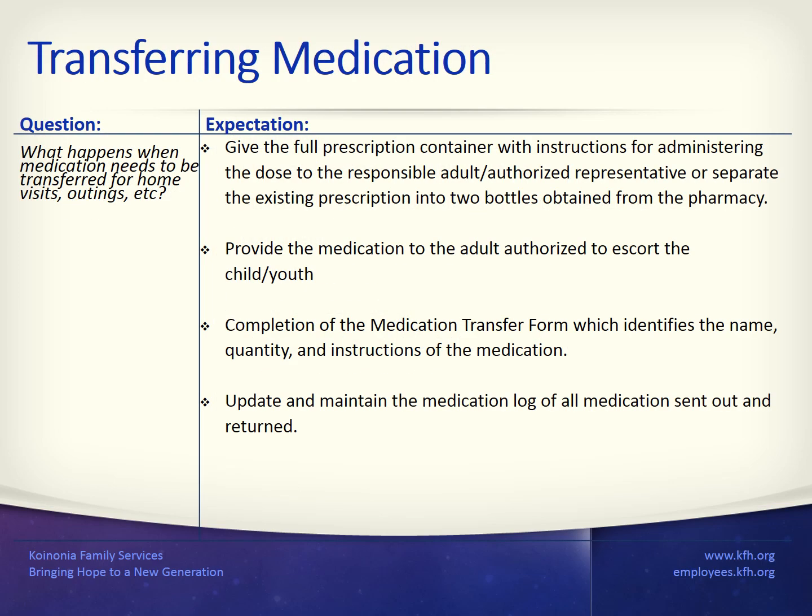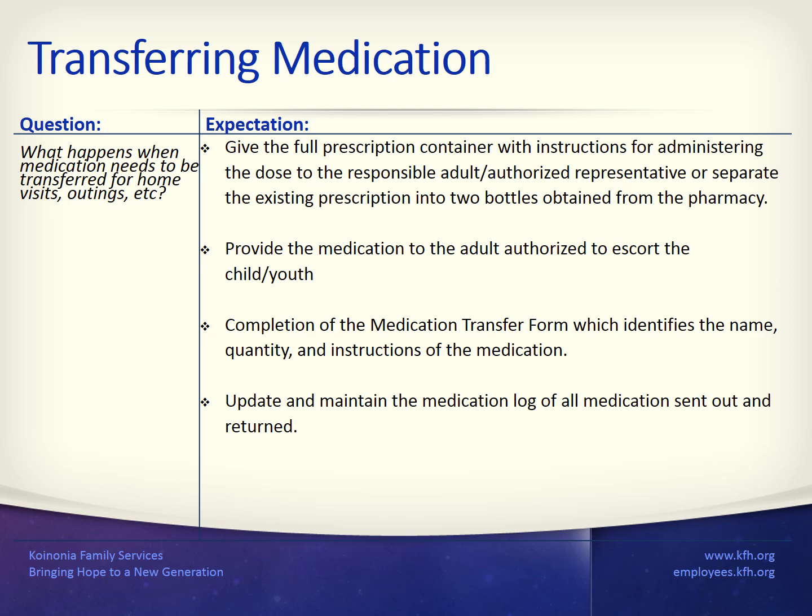When a child or youth leaves the resource home for a short period of time during which one or more doses of medication is needed, the resource parent must provide the medication to the adult responsible for the child or the youth's care. The resource parent will give the full prescription container with instructions for administering the dose to the responsible adult or authorized representative.